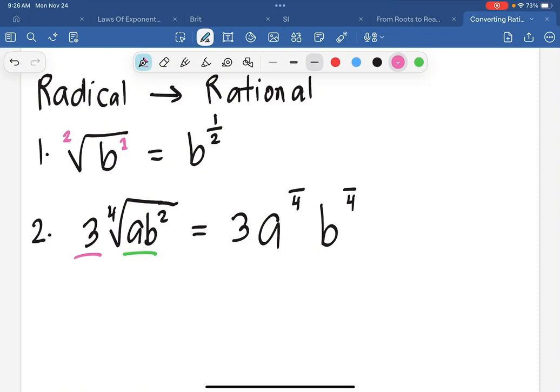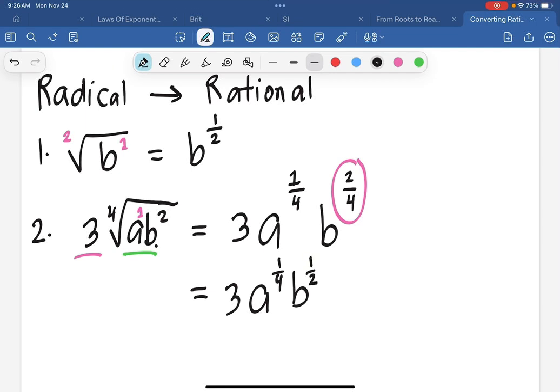Now a here, as you can see, has an invisible 1 exponent, so we just write 1 here. And for b, we could see that it has a 2. b is raised to 2, so write this as 2. So anyway, this is not simplified yet, so that means the final form of this radical to rational would be 3a raised to 1/4 b, and then 2 over 4 is 1/2. And yeah, that's it.